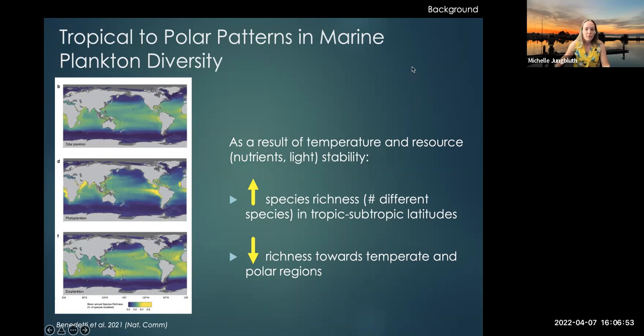One broad pattern about plankton diversity is that in the tropics and subtropics, you have a much higher species richness, or number of different species, in the warmer latitudes. And as you move towards the poles, the species richness tends to decrease. That is generally a result of temperature and resource stability. Near the tropics, of course, you have more consistent light patterns, and even though generally low, the nutrients tend to be relatively stable. And so that tends to support a higher diversity of many different species.